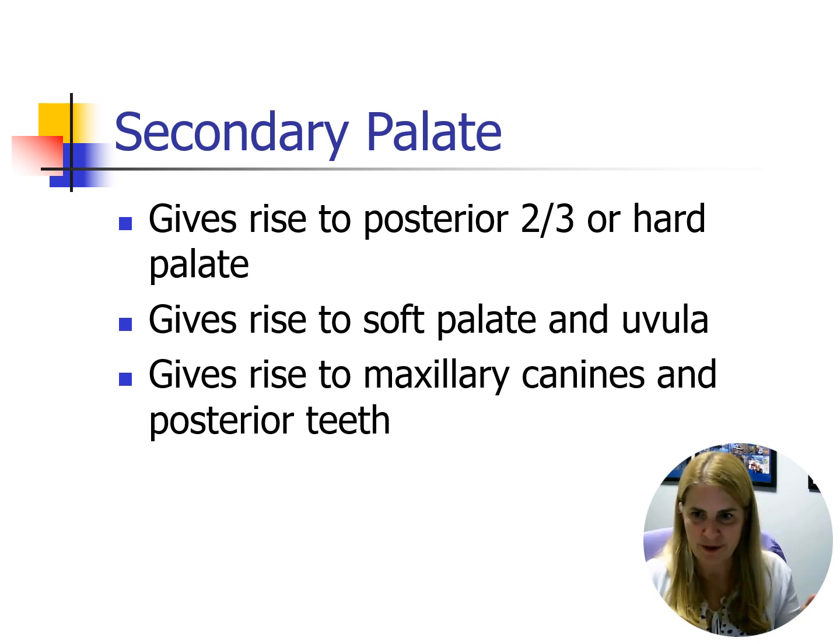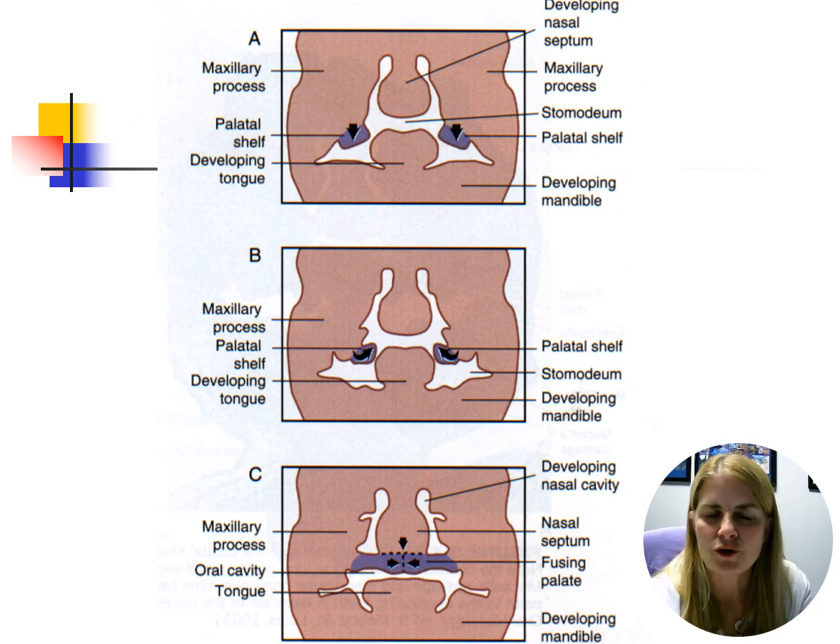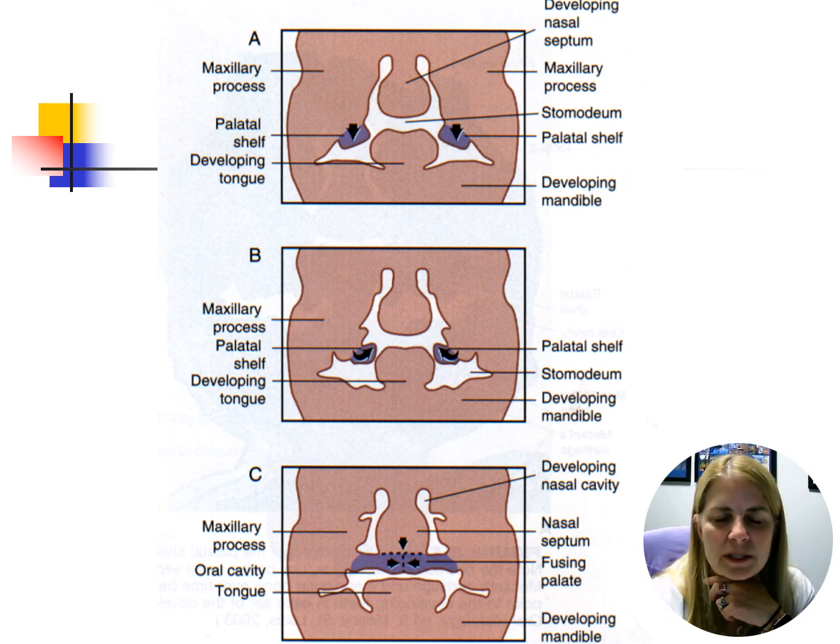Remember, go back and forth so that you can talk yourself through it, so that no matter what question is asked, you can get the multiple choice answer because you followed it back and forth. In the top picture, you can see the developing palatal shelves in a vertical position. These came from the maxillary process.